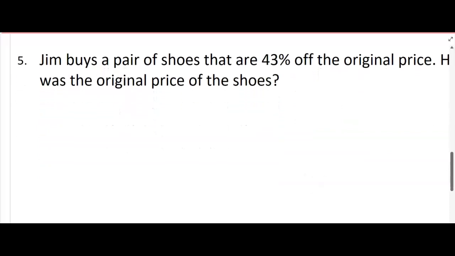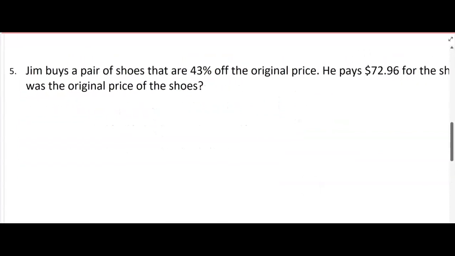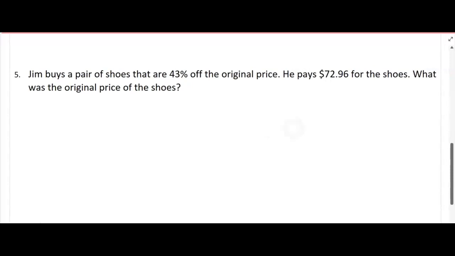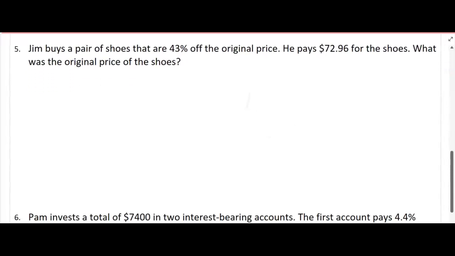Jim buys a pair of shoes that are 43% off the original price. I'm going to make this a little smaller so it fits. He pays $72.96 for the shoes. What was the original price of the shoes? So you do this when you shop. You get 43% off the original price. So you need to know what's 43% of, and I'm just going to use P for the original price.